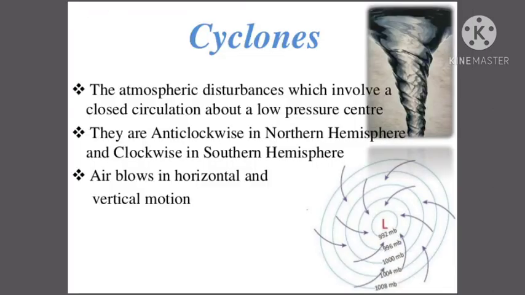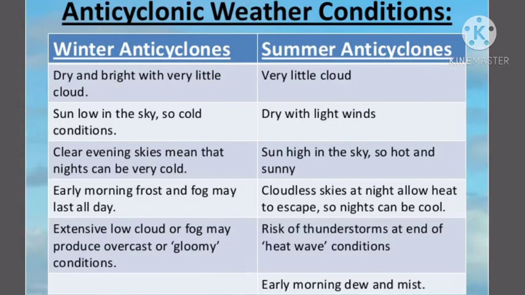A cyclone is a center of low pressure surrounded by high pressure on all sides. A cyclone has a converging system of winds which tend to blow towards the center. Also, cyclones are of two types, as I already told you, that is temperate and tropical cyclone. If we talk about the anticyclone, anticyclone is a little bit different.